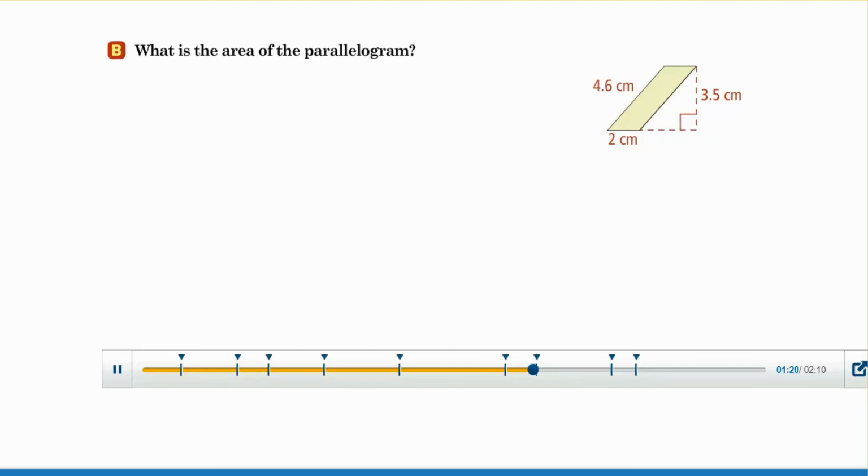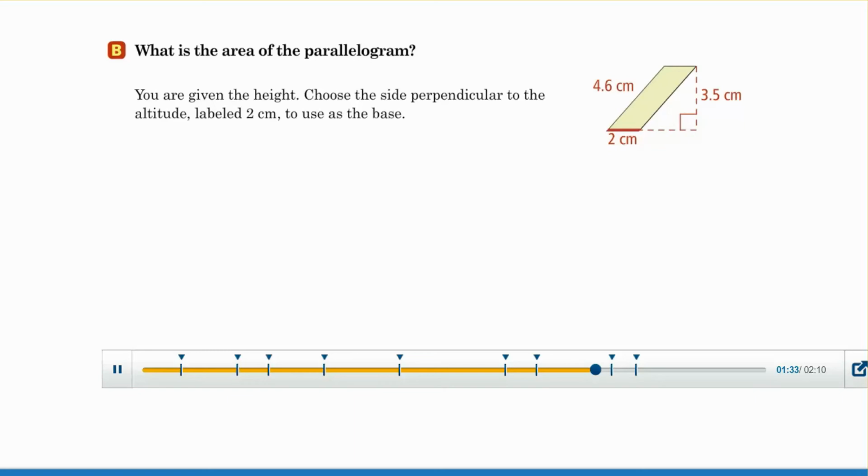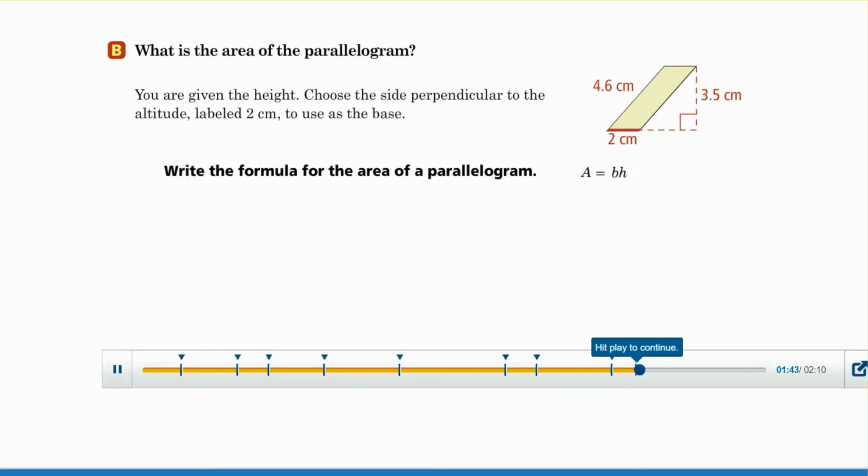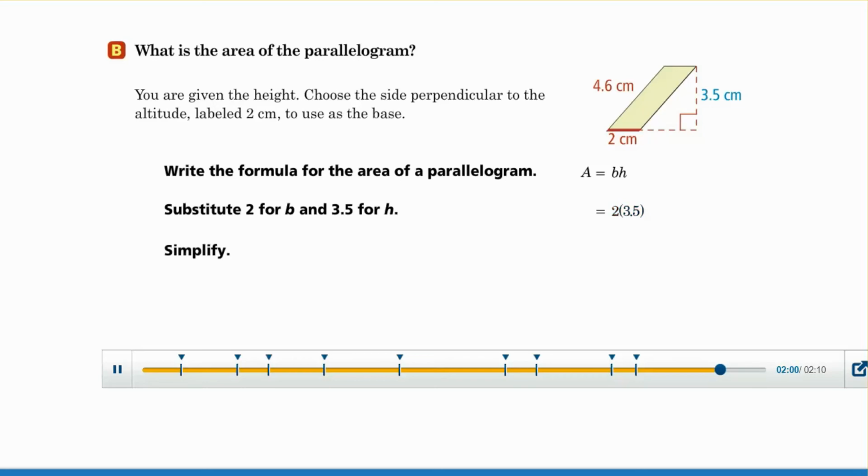Part B. What is the area of the parallelogram? You are given the height. Choose the side perpendicular to the altitude, labeled 2 centimeters, to use as the base. Write the formula for the area of a parallelogram. Substitute 2 for B and 3 5/10 for H. Now simplify. The area of the parallelogram is 7 square centimeters.